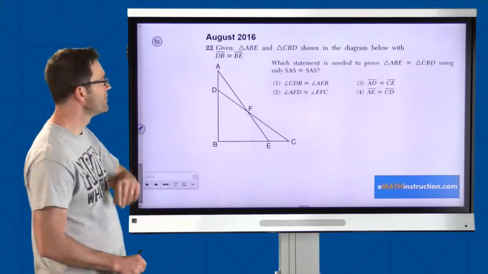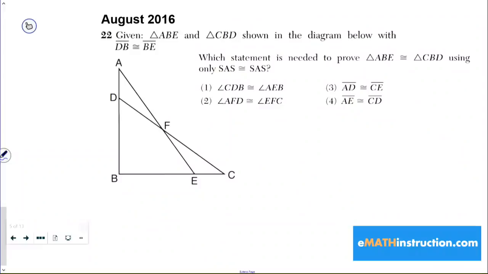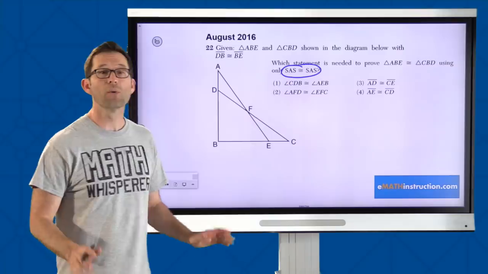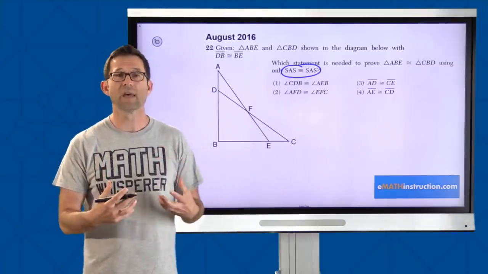And finally, August 2016, number 22. Given triangle ABE and triangle CBD, shown in the diagram below, DB is congruent to BE. Which statement is needed to prove that triangle ABE is congruent to triangle CBD using only side angle side congruent to side angle side? I love the fact that they had to throw this in here. They couldn't have just said side angle side. So again, what this implies is that they want to force us to use SAS.